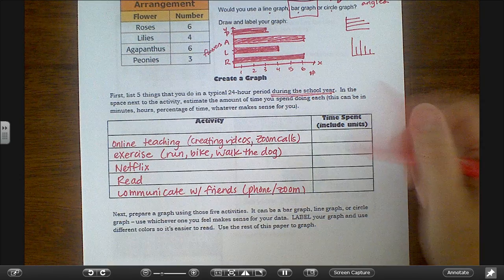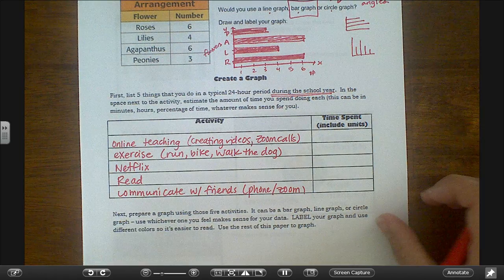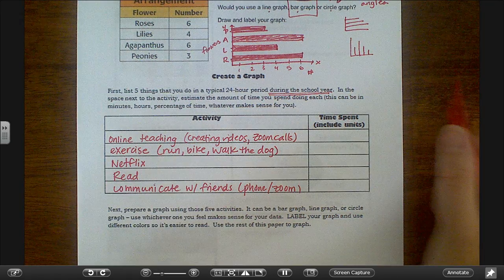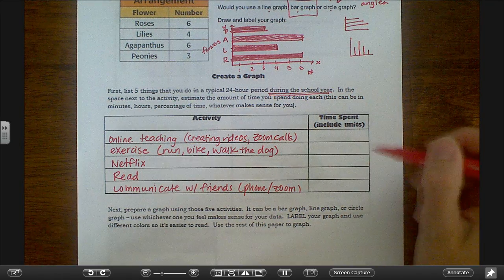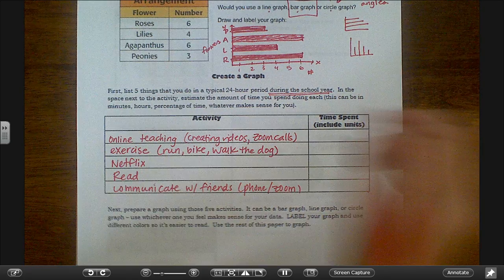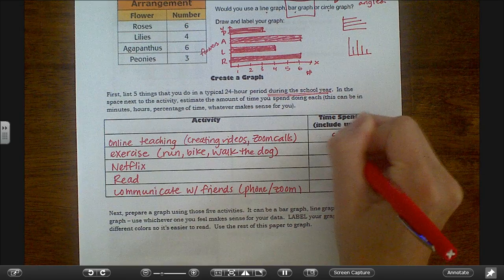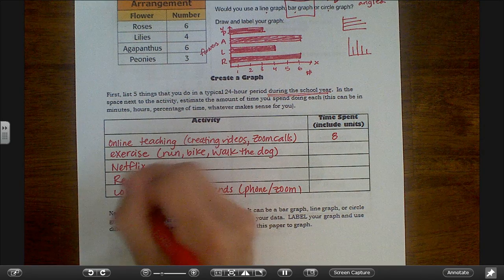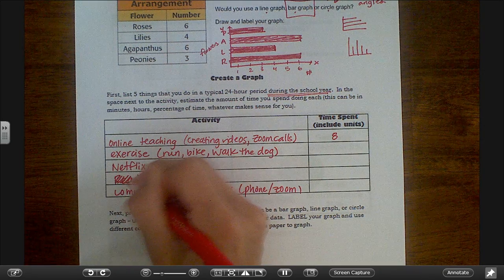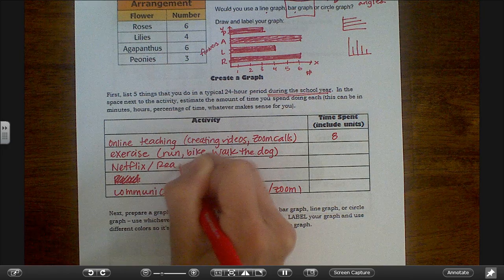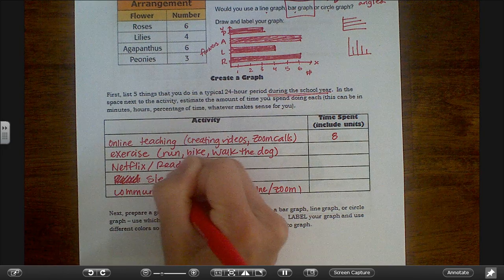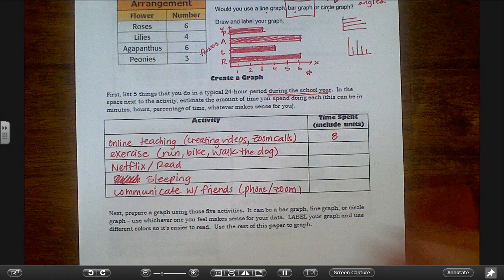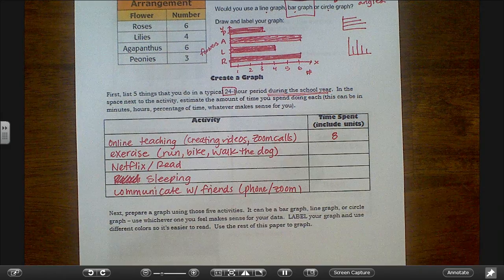Okay. So then you're going to go. As soon as you get 5, and certainly again, don't do these 5 unless this is exactly what you do, and then you can. So your time spent. My online teaching, I probably spend about 8 hours a day. Oh, you know what else I can put on here? I'm going to put reading with Netflix, and I'm going to put sleeping, because that obviously takes up a lot of your day or night, because I asked you for a 24-hour period, right? So we have to sleep in there somewhere.